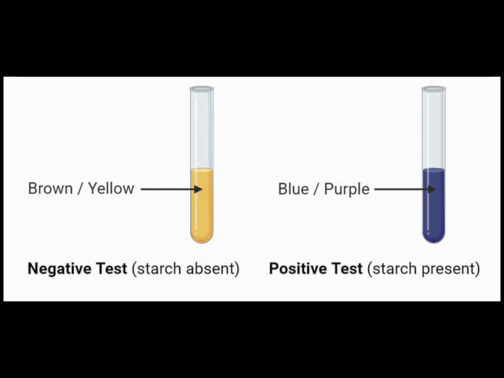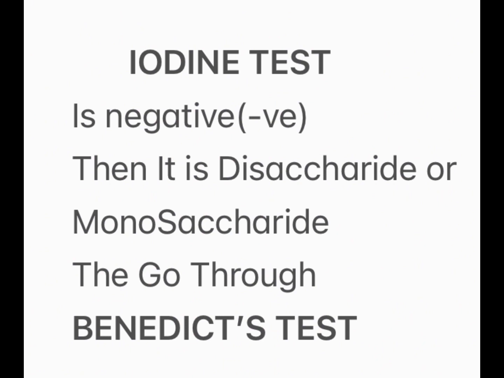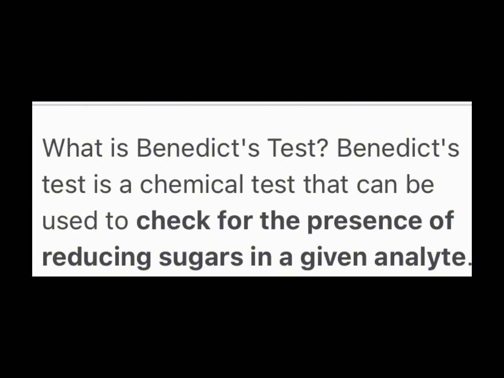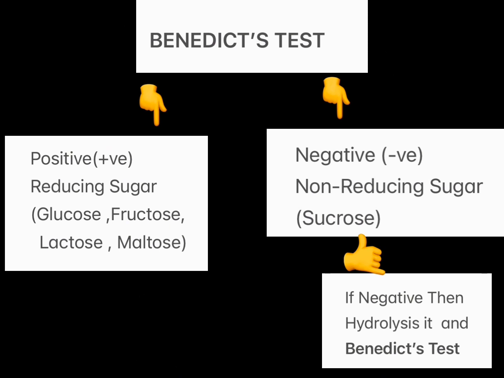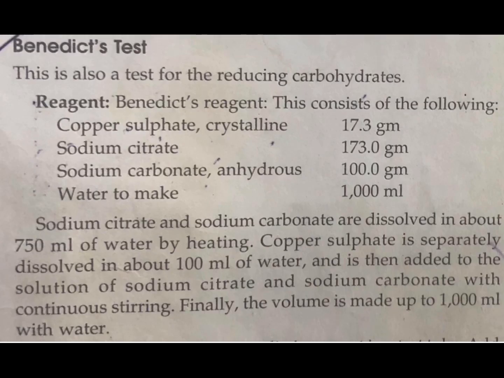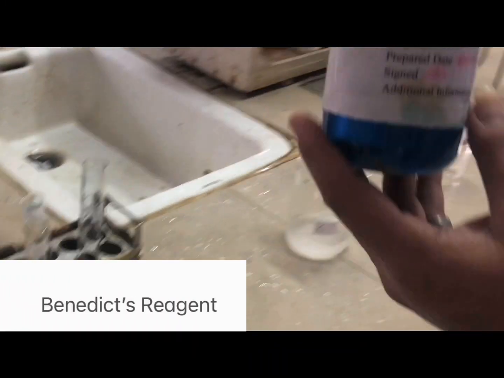If brown yellow color appears, then there is the presence of disaccharide or monosaccharide. For that we can do the Benedict test to determine whether it is a reducing sugar or non-reducing sugar. Here is the procedure for the Benedict test and for Benedict reagent. We have Benedict reagent here.